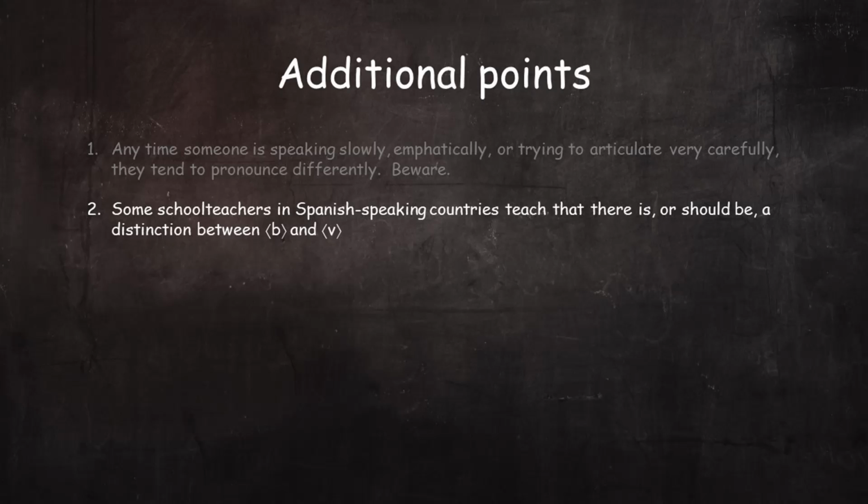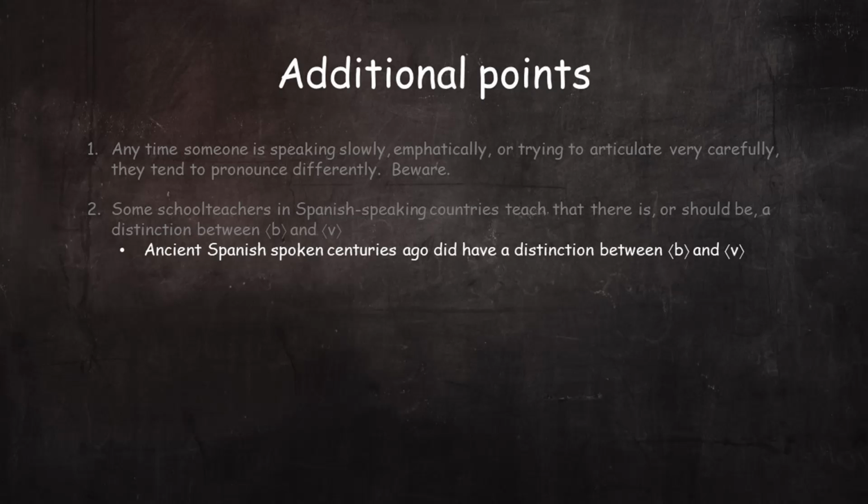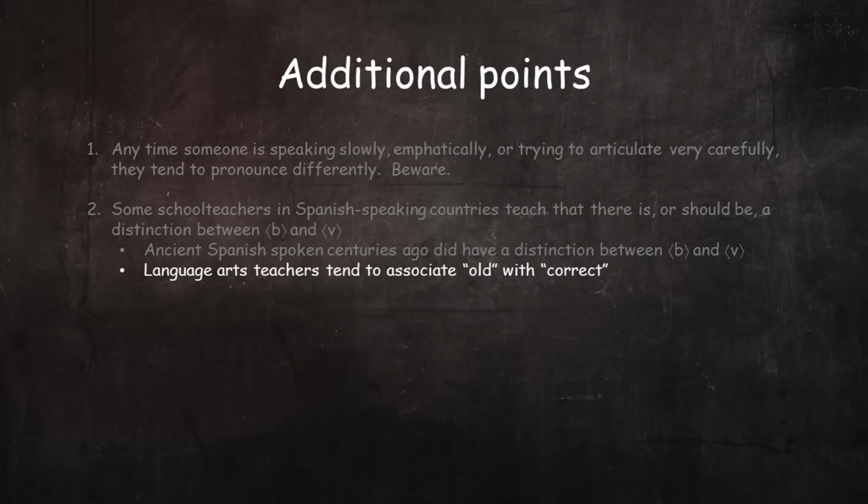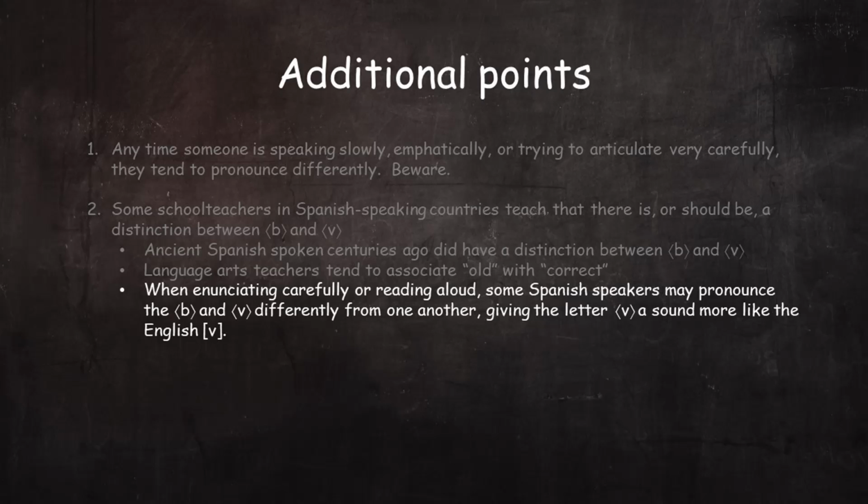Some school teachers in some Spanish-speaking countries teach students that there is, or should be, a distinction between B and V. I believe that this is because ancient Spanish spoken centuries ago did have a distinction between B and V, and language arts teachers tend to associate old with correct. As a result, when enunciating carefully, and especially when reading aloud, some Spanish speakers may pronounce the B and V differently from one another, giving the letter V a sound more like the English V. Of course, even among people who try to maintain the distinction, this effect disappears when they're speaking casually and naturally.